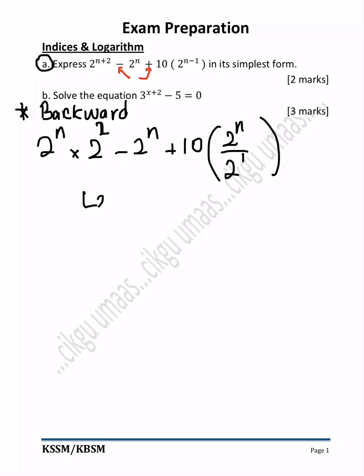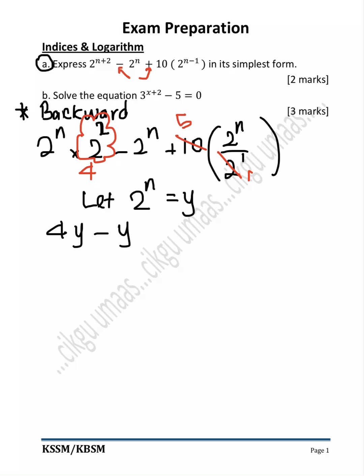Okay, step 2. To make it look easier for me to solve, I put 2 power n equal to y. So when I do that, I'm going to get this whole thing. You can see very clearly 2 power of 2 can be labeled as 4. 2 power 1, all of us know it's actually 2. I can cancel this off to get 5. So I can actually rewrite this as 4y minus y plus 5y.